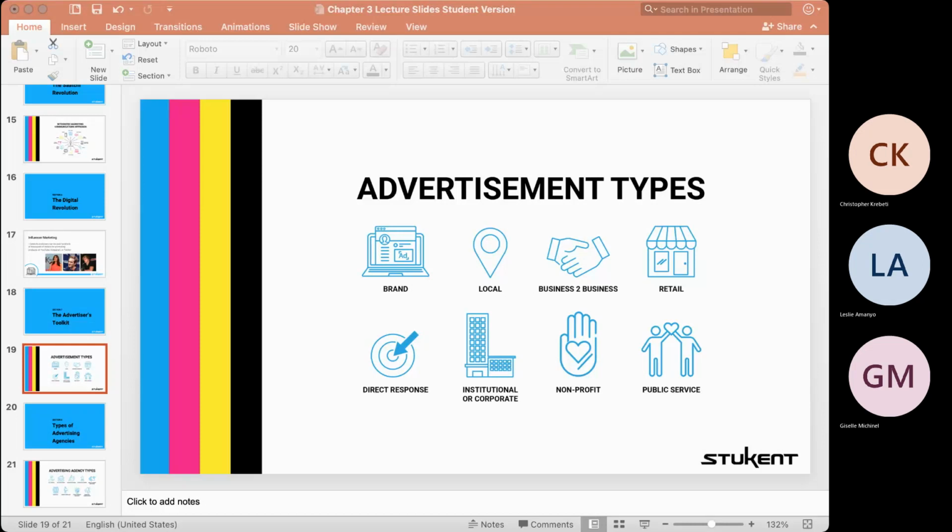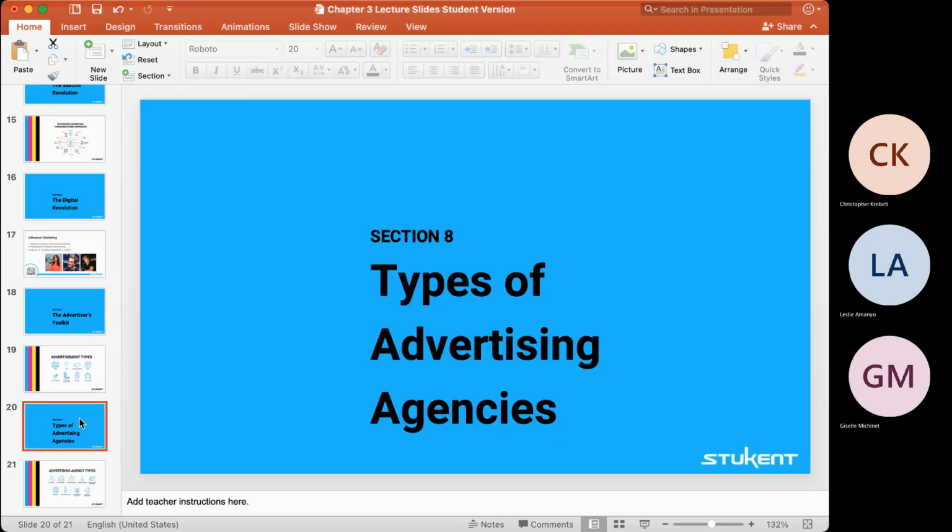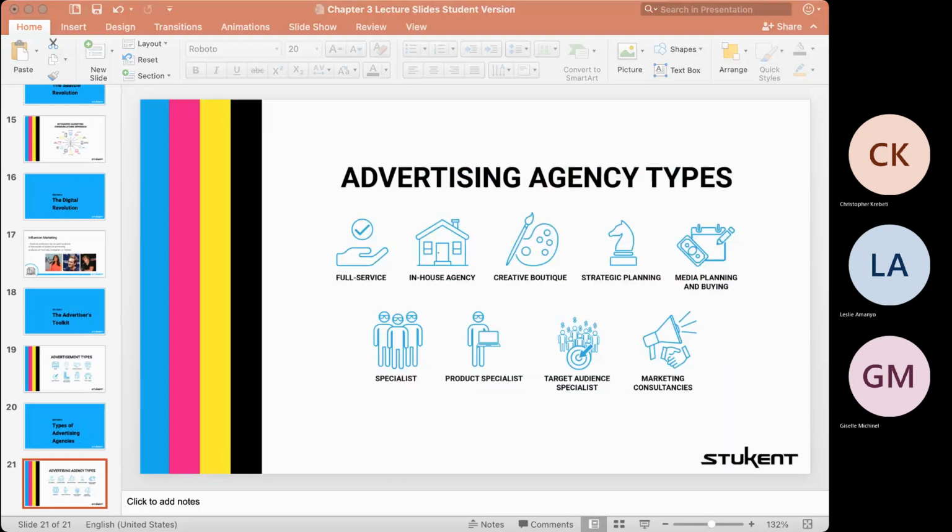Okay. So, any question with regard to the different types of advertising that we have? Then lastly, we'll look at the types of advertising agencies. Okay, we are going to look lastly at the types of advertising agencies. So this is what we are looking at, advertising agencies. So these are the types of advertising agencies there are. So we need to look at them briefly.